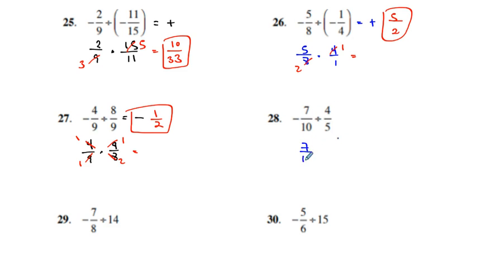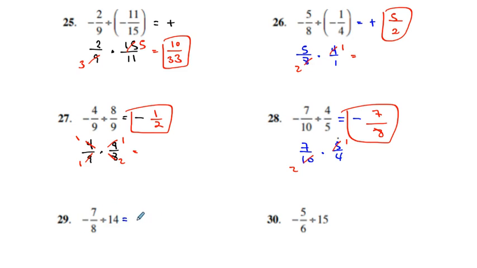7/10 times 5/4. Negative divided by positive, negative. What simplifies? 1 and 2. 7 times 1 is 7. 2 times 4 is 8. Negative 7/8. This one, negative 7/8 divided by 14.